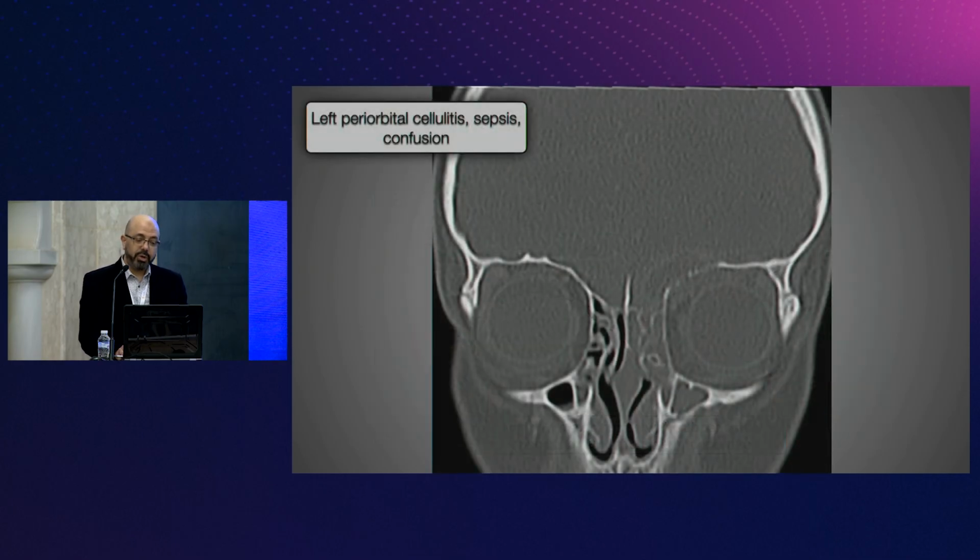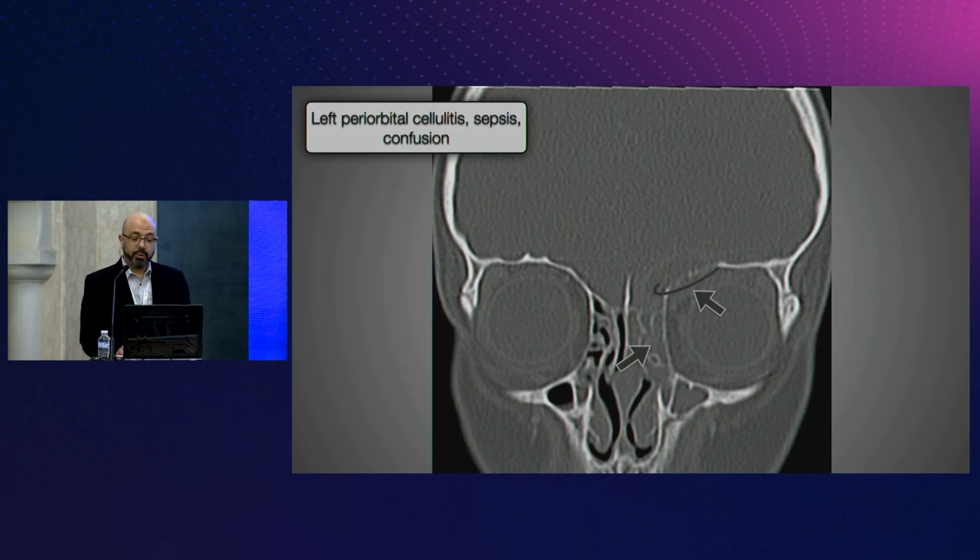Patient with left periorbital cellulitis, sepsis, and confusion. This was a young boy. Here we can see opacification in the ethmoid sinus and the anteroethmoidal air cells on the left-hand side. Even in the bone window, you can still appreciate something wrong happening in the superior medial corner of your orbit, right? Which means that the infection has spread from the ethmoid into the orbit.